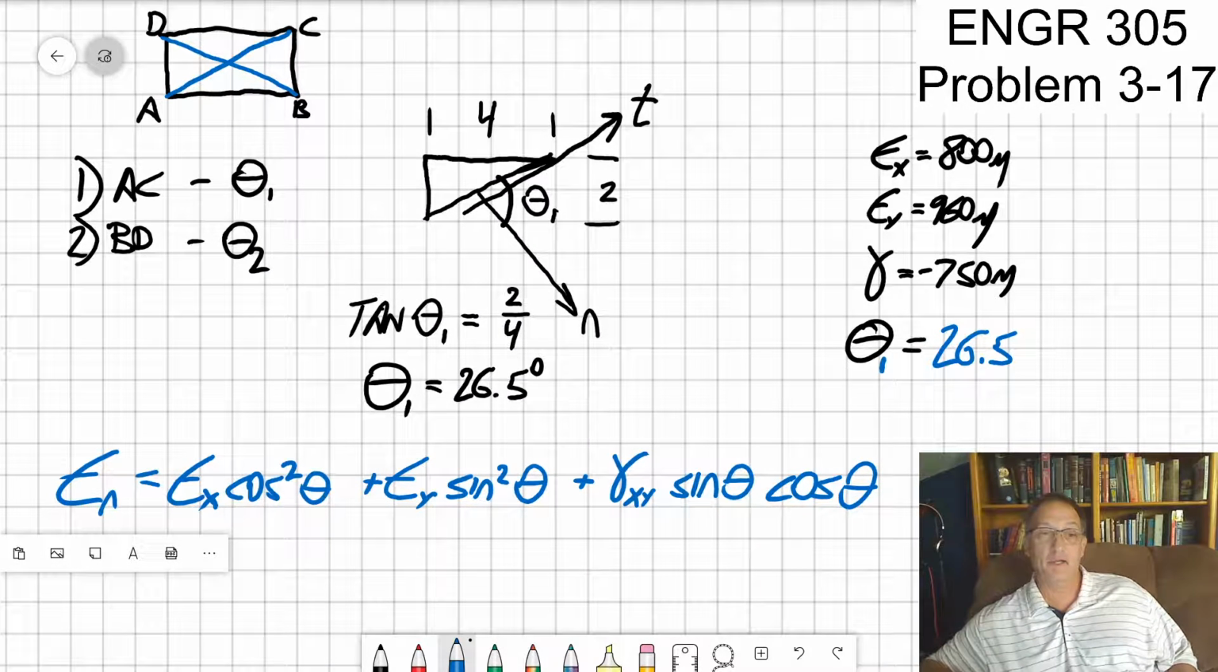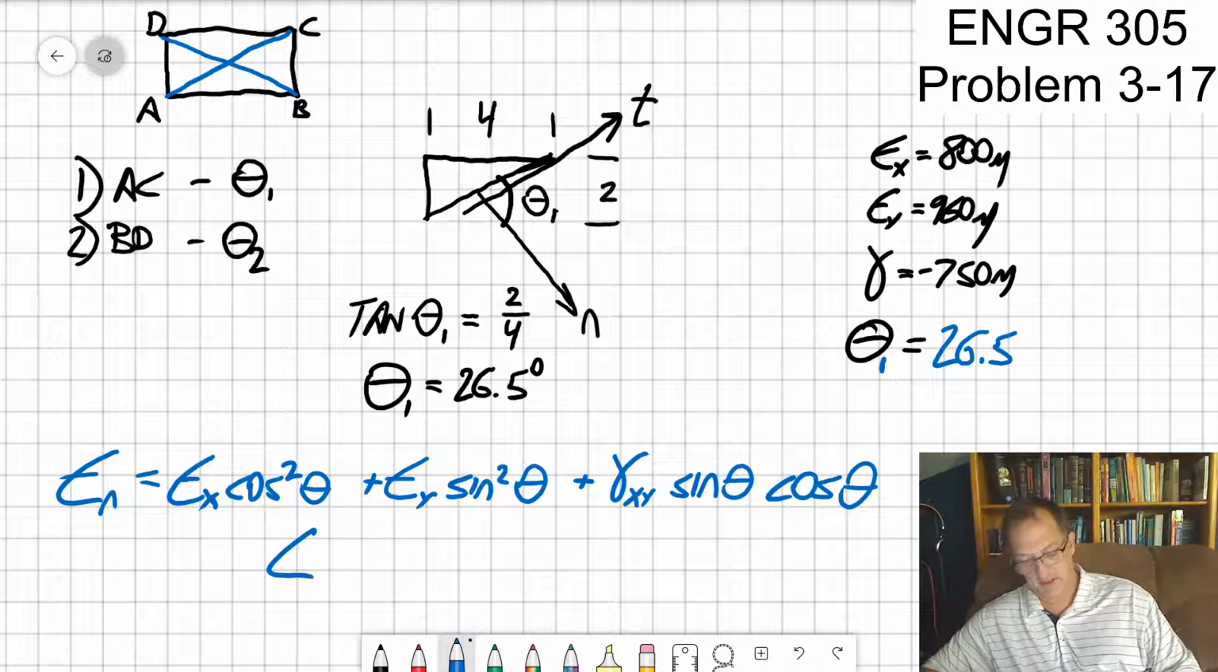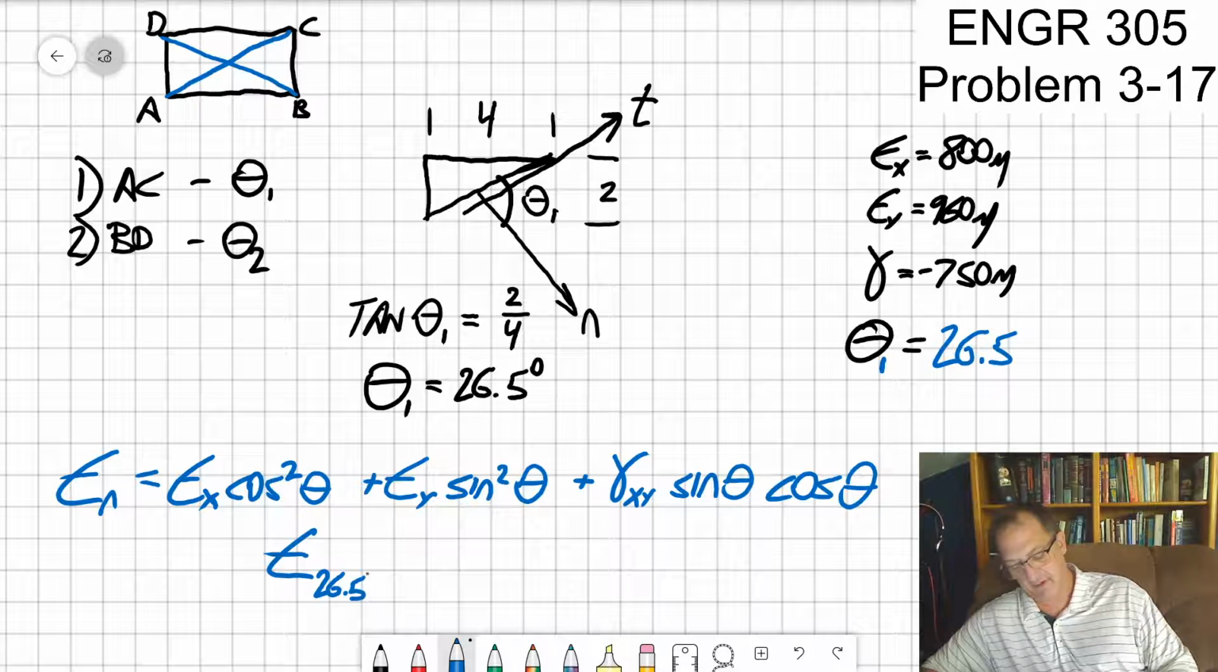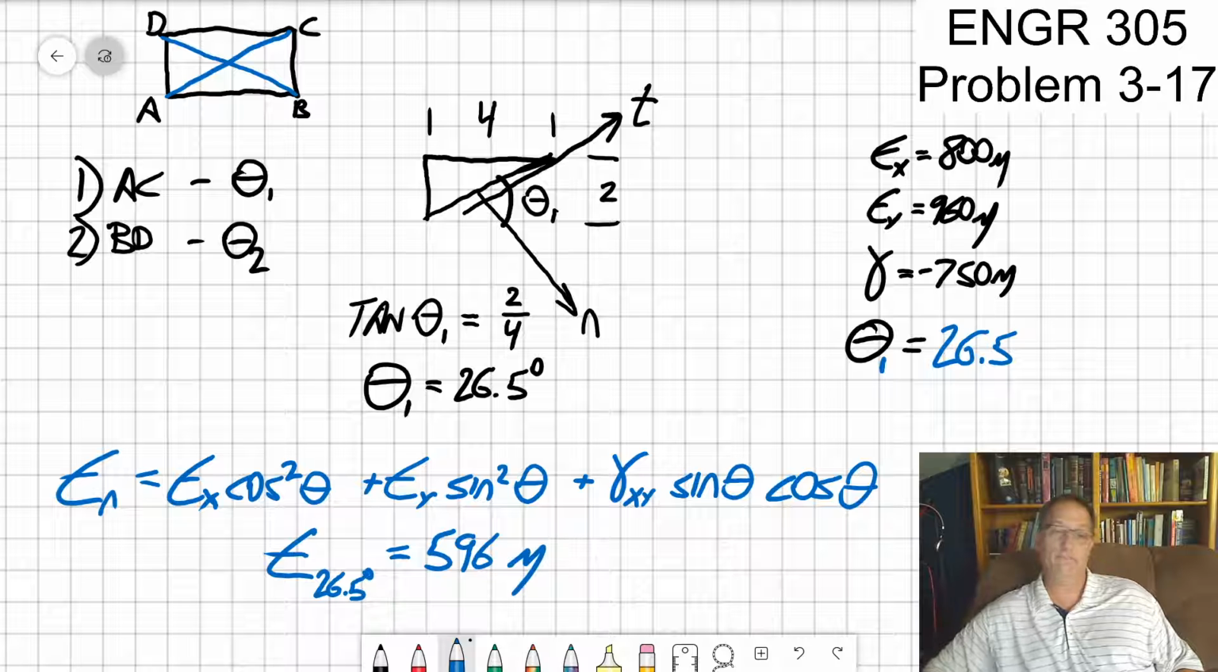And now I can plug in with that 26.5 degrees, and what I'm going to get is the strain in the n direction. And I call it n, but maybe I should say 26.5 degrees is equal to 596 micro. There's answer 1.